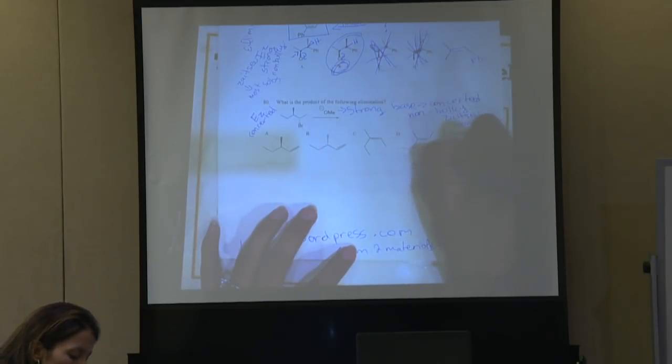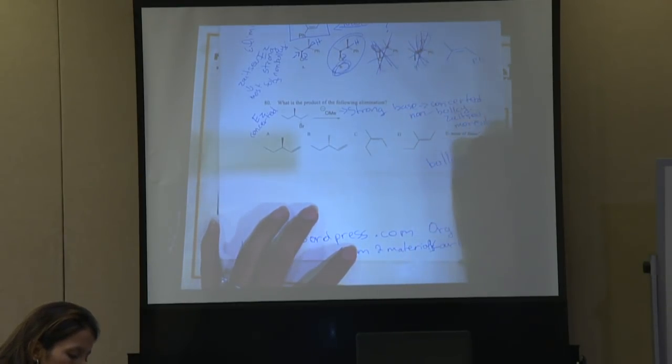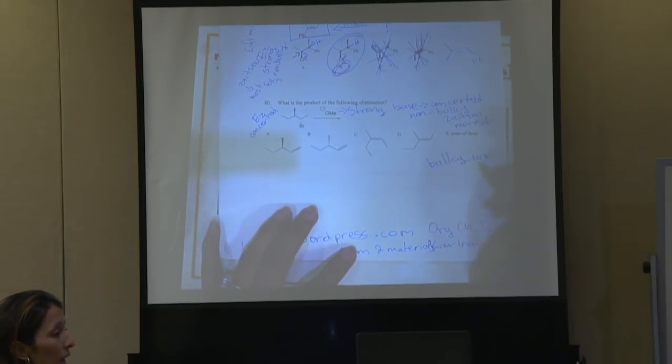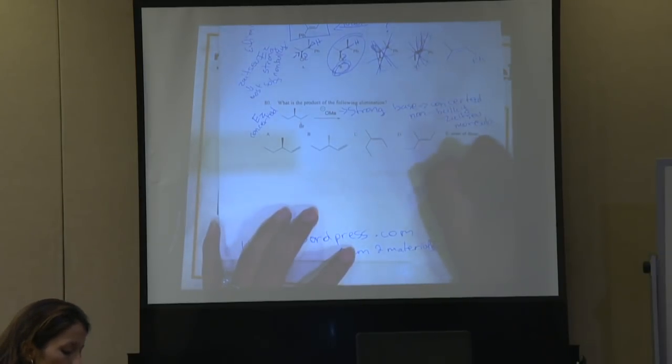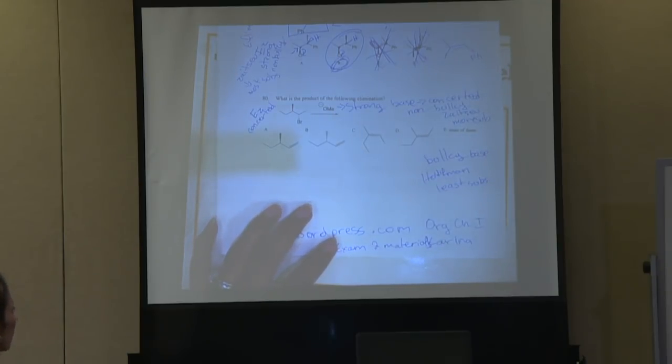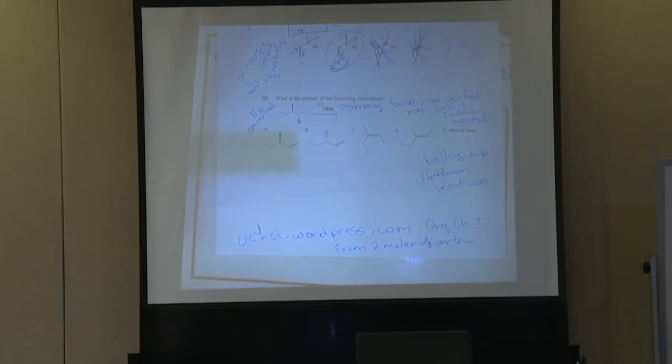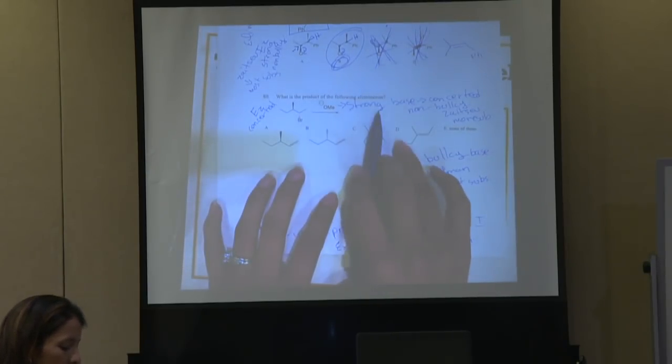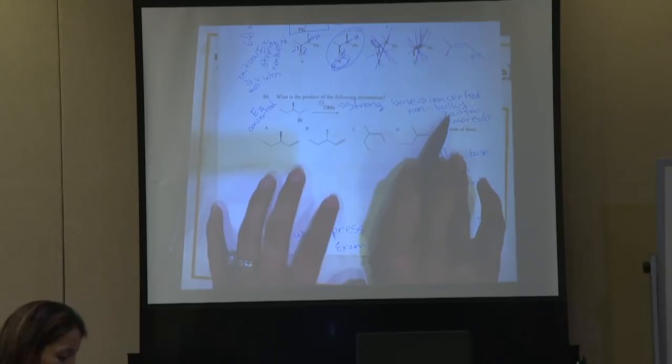And if it's a bulky base, then it favors what? Hoffman. And what is the Hoffman product? Least substituted? Yeah. Okay. All right. So we said strong base, concerted, non-bulky, so it's going to be Zaitsev.